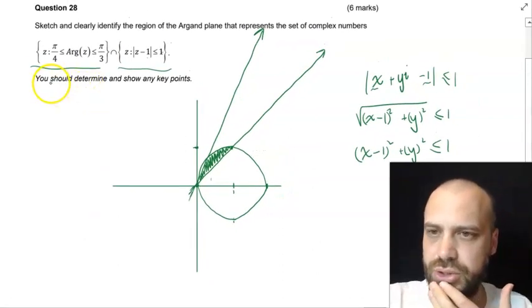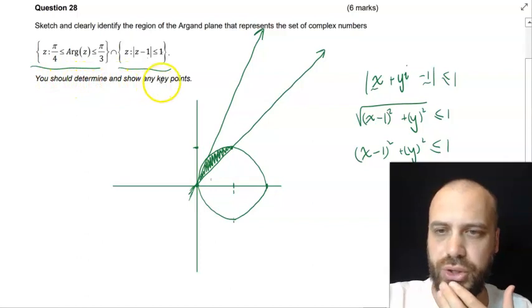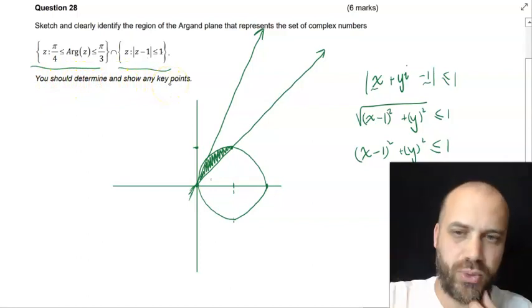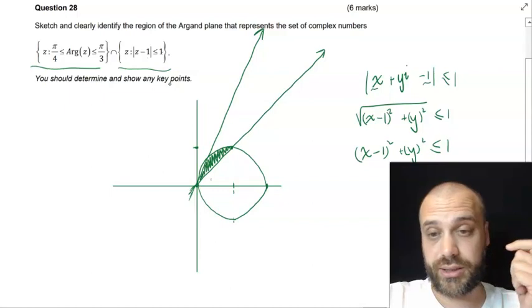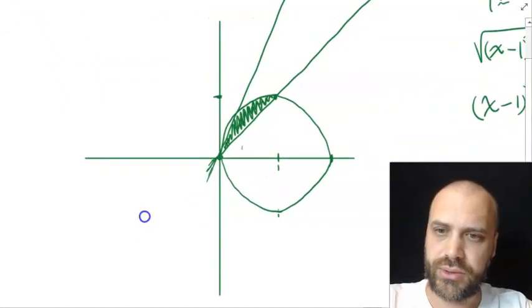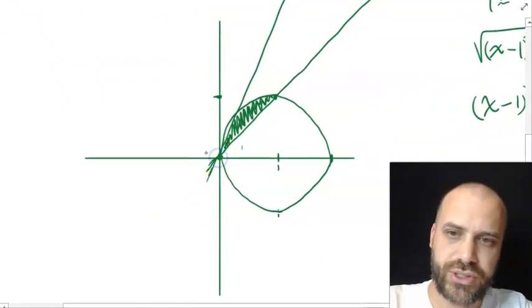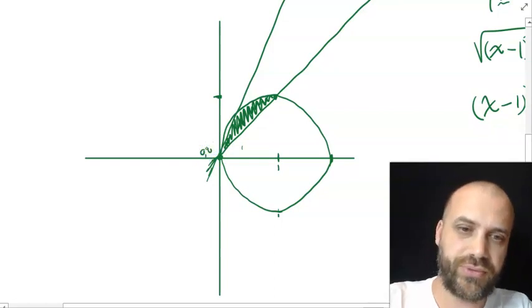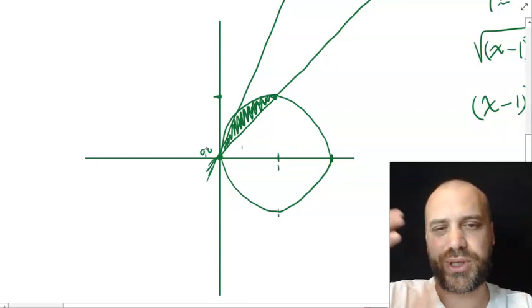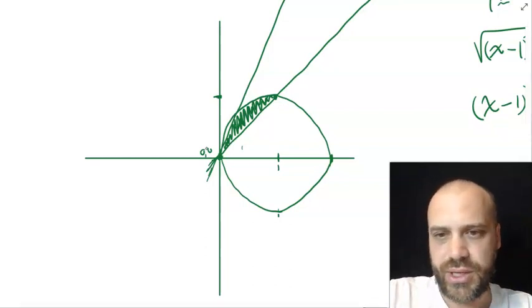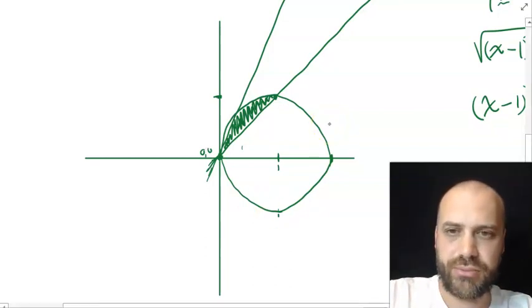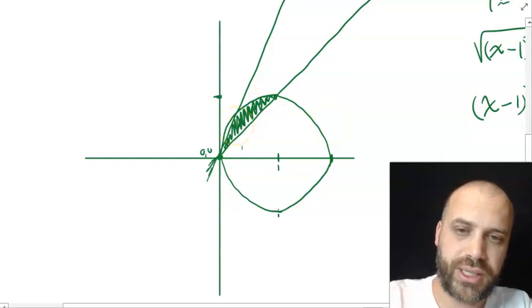Importantly, it says you should determine and show any key points. Now, key points, what are they? Well, we've got something going on here at the origin, so that's (0, 0). We've got some key points for the circle, but I'm not sure if we include them as key points, because the circle doesn't really matter so much as this shaded bit. But anyway, we'll label them up as well.